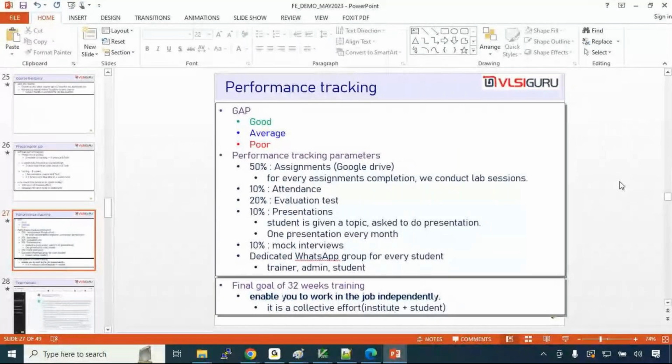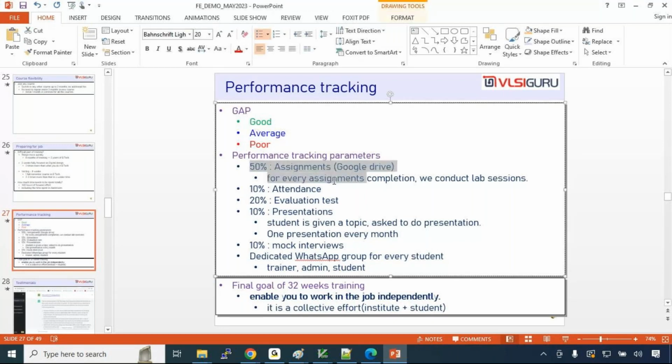Then we have a performance tracking mechanism where we don't tell you you are good or average. We internally classify a person into good, average and poor categories. How do we get those categories? Based on their performance in the assignments, how they attend the classes, evaluation tests, presentations and mock interviews. The idea is to support everyone.